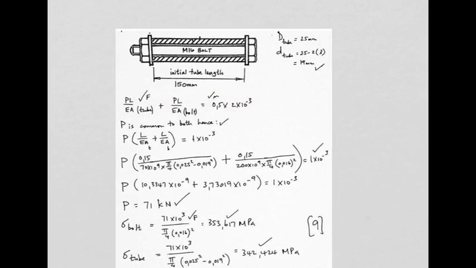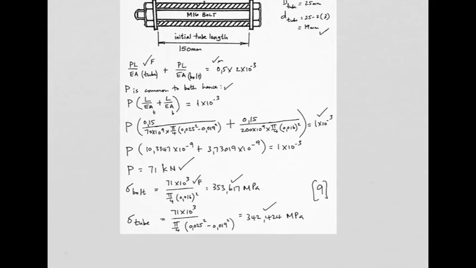P, however, is common to both because they both feel the identical load. The one is tension, the one is compression, doesn't matter. They are numerically identical. So you take P out and you put in all the values for the one and all the values for the other. And you solve for the fact that P is 71 kilonewtons. Then you go back and work out the stress in each. And remember, stress is load over area. So that's the stress in the bolt, that's the stress in the tube.